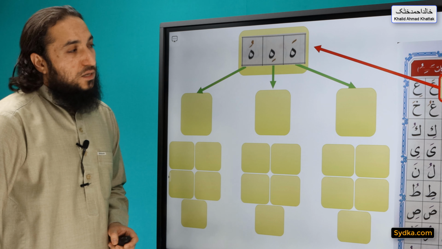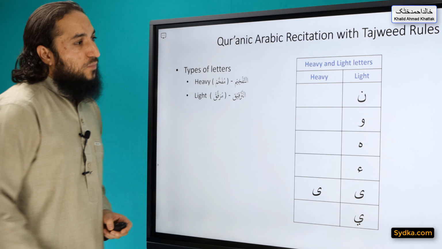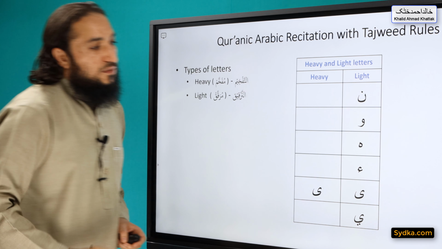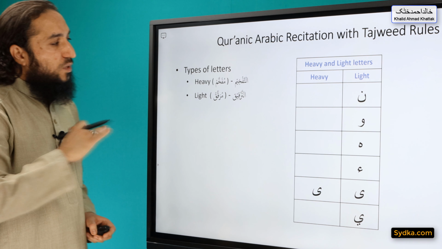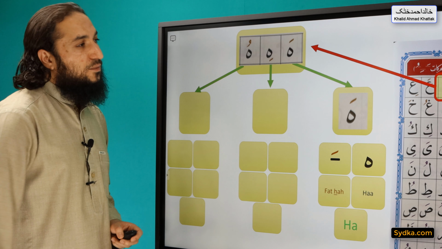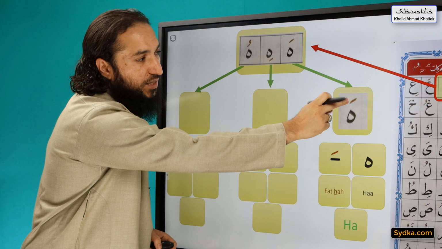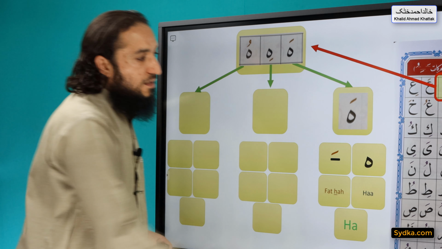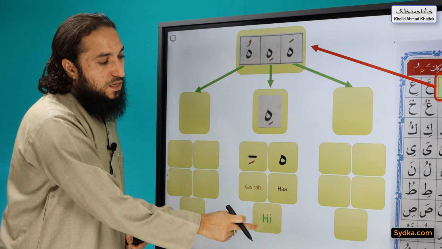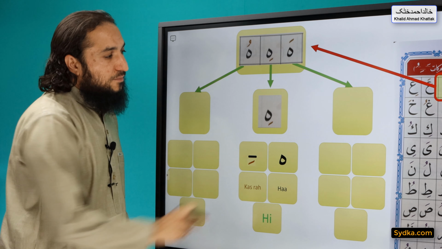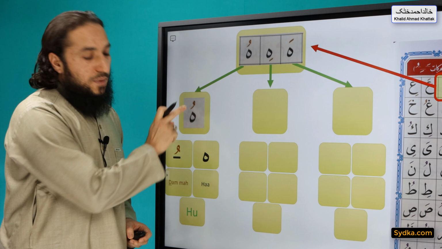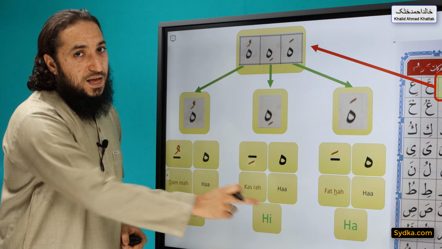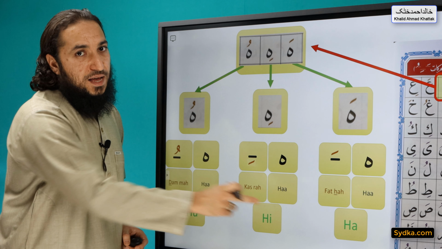So the next 3 syllables are about ha, and then we have to check ha, is it light or heavy. So the table is there, and we can see that it is light. So we have to follow the rules of the letter being light. Okay, the first one is ha fatha, ha. Ha kasra, hi. Ha dhamma, hu. Ha, hi, hu.